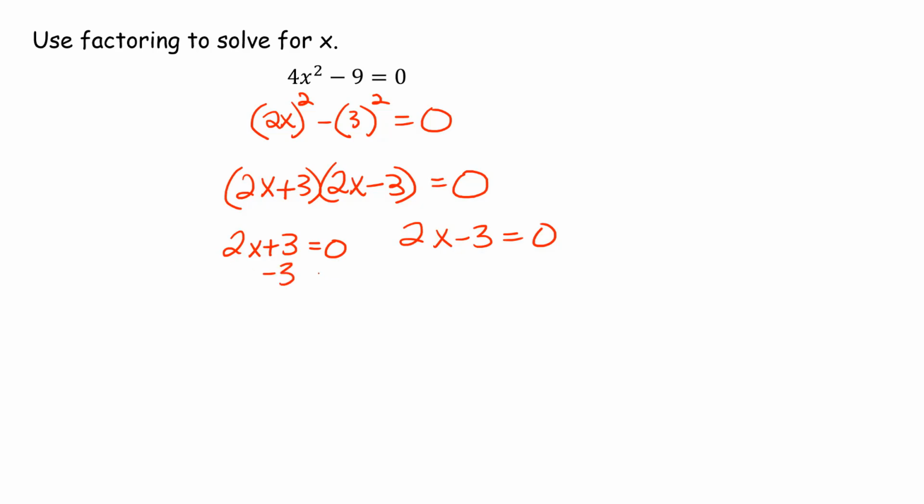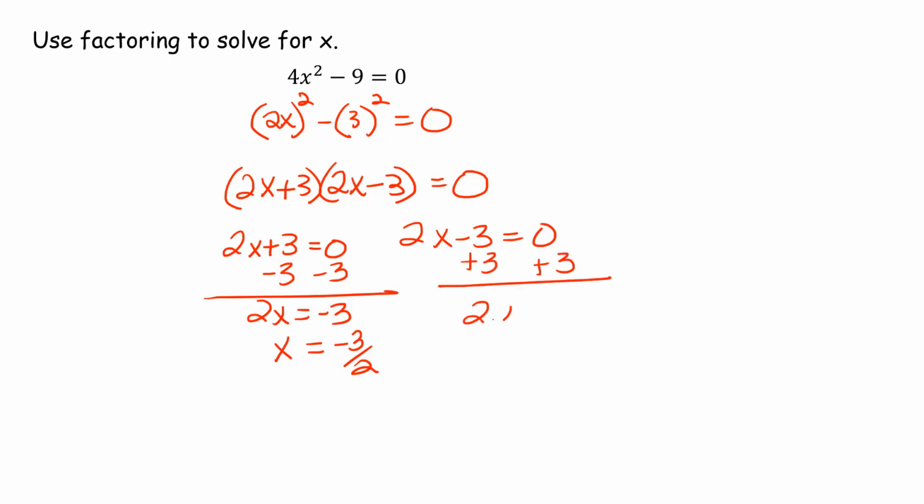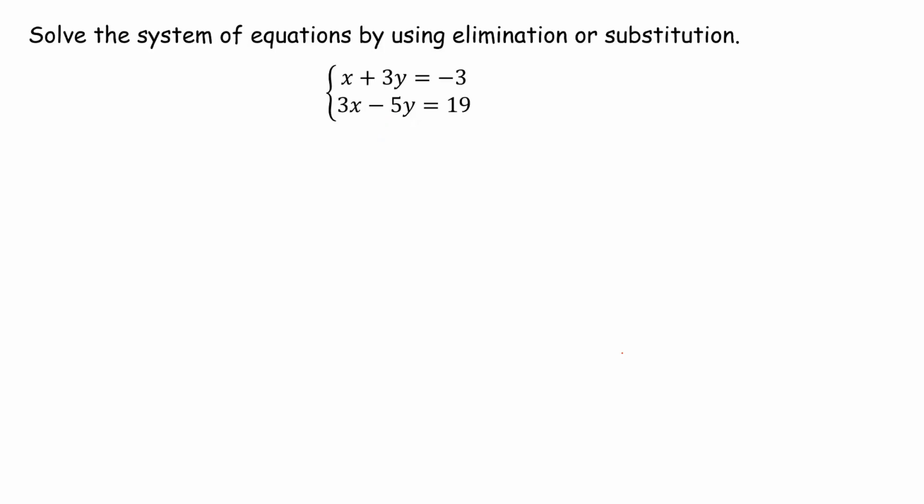Subtract 3 on both sides. 2x equals negative 3. Divide by 2 on both sides. x is negative 3 halves. Over here, add 3 on both sides. 2x equals 3. Divide by 2, x equals 3 halves. So the possibilities are negative 3 halves and positive 3 halves.